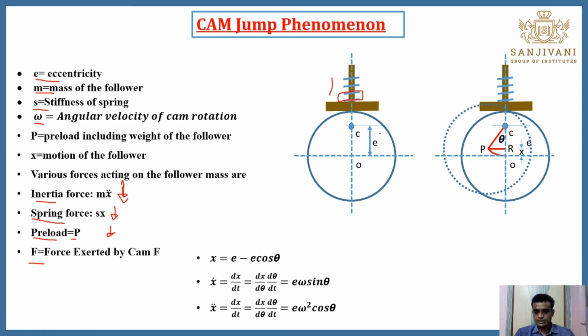Now, given that this cam rotates, it exerts a force in the opposite direction, which is the upward direction. This is the total force F acting by the cam on the follower, which is the summation of all these three forces: one is the inertia force, second is the spring force, and third is the preload. Now we'll find out the displacement of the follower.